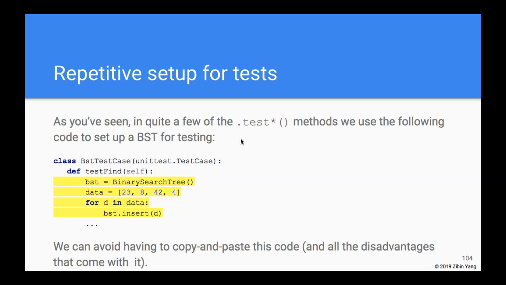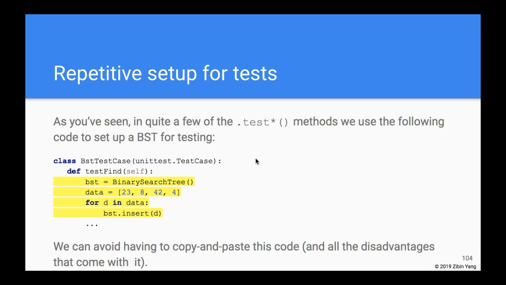And as you know, copy and paste code is a huge no-no, and it comes with all sorts of disadvantages, such as, what if I want to test a bigger BST now? I have several tests that I have to change.